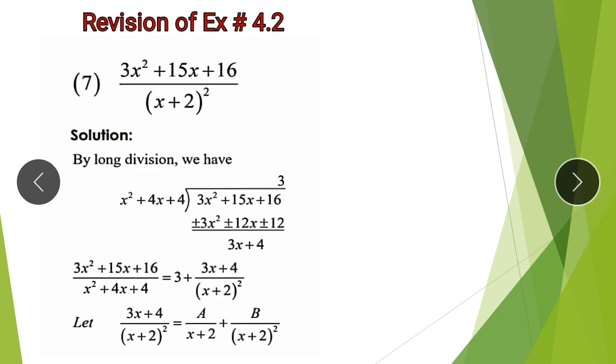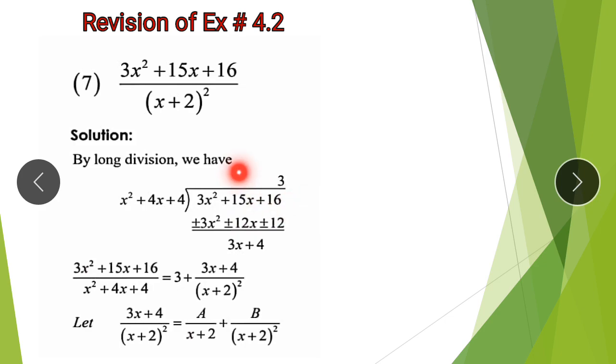converting this into a proper fraction. As we know, the degree of the polynomial in the numerator is 2 and the degree of the polynomial in the denominator is also 2. So it means that division is possible here, as both of these are equal, so it can be divided and converted into proper fractions. So let's do it by long division here.